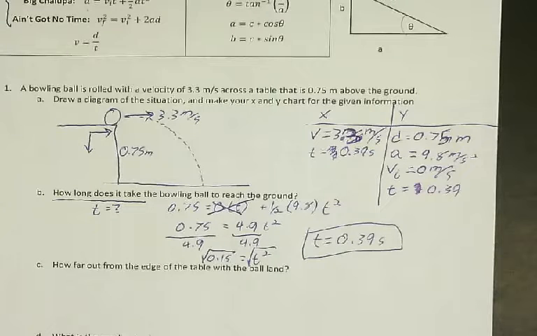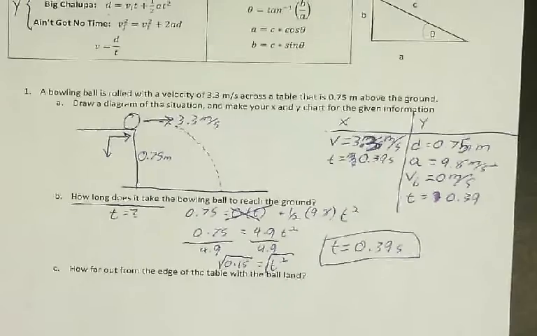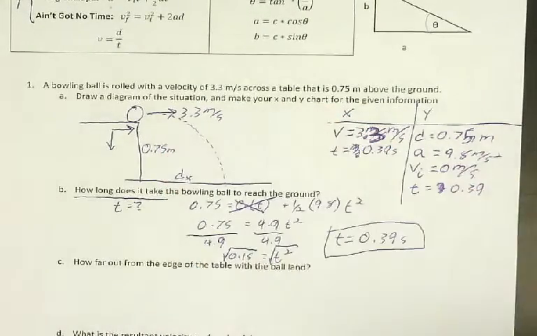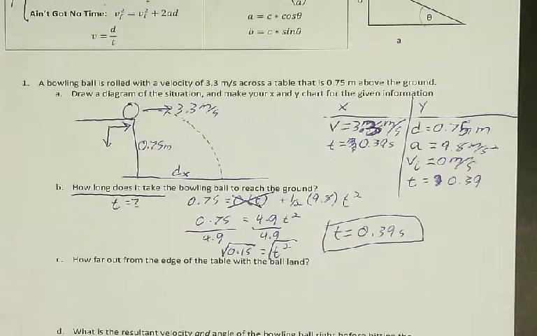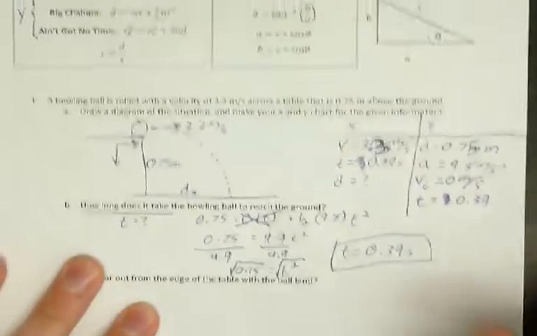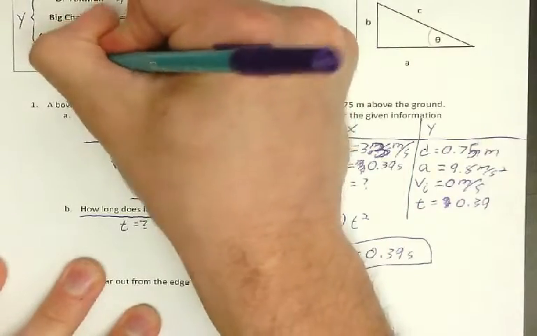Okay, how far out from the edge of the table will it land? So we're solving for dx. How far forward will it go? So I need to solve for d in the x column. I only have one x equation, v equals d over t.